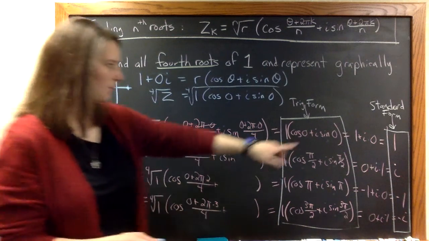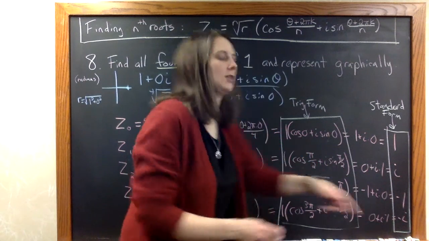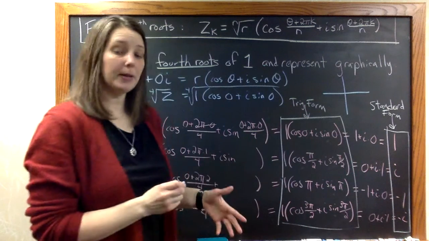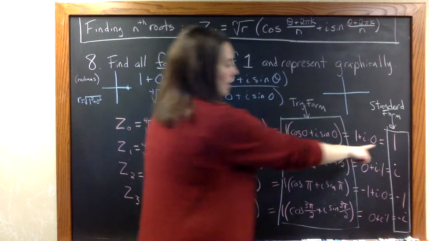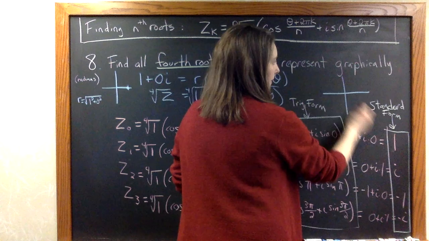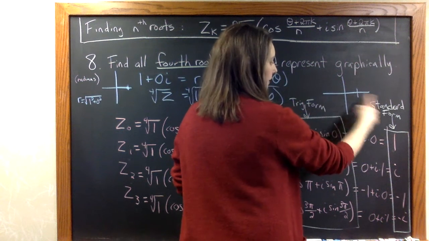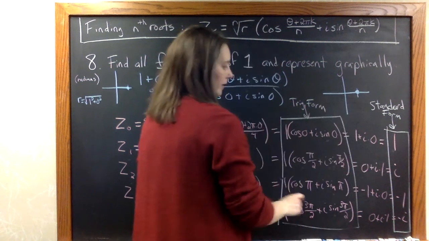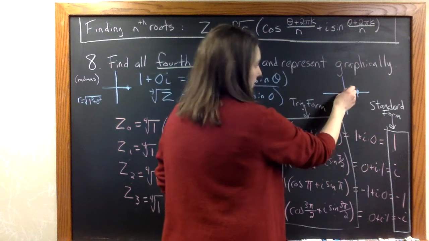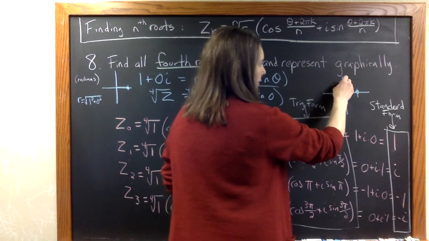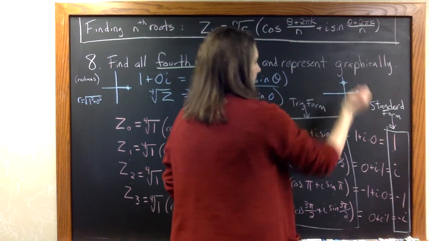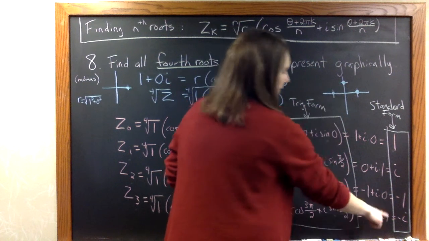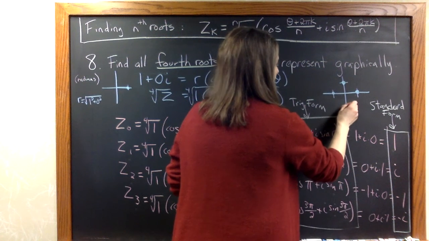We can represent them graphically from the standard form. That's usually the easiest. So create your coordinate plane. 1, that's a real number, so you're going 1 in the real direction, and there's no imaginary number, so that's it right there. i, there's no real number, and then you go up 1 in the imaginary direction, so there it is. Negative 1 is right here, and negative i is down here.